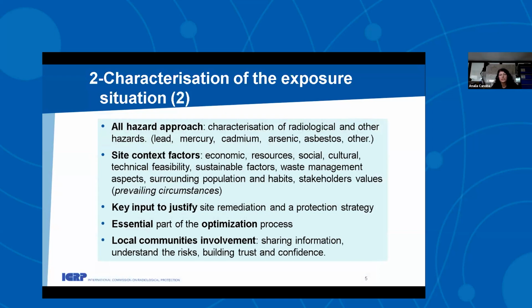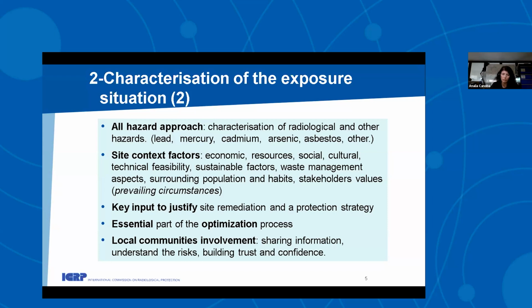The characterization not only involves radionuclides or radioactivity. We need to know which are the other hazards. More common, you know, is the contamination with metals, lead, mercury. You can have cadmium, arsenic, asbestos. You will have other hazards, and this is very important from a holistic management of the site. And what we call, for example, site context factors. These are very important, as you will see when you read our document.